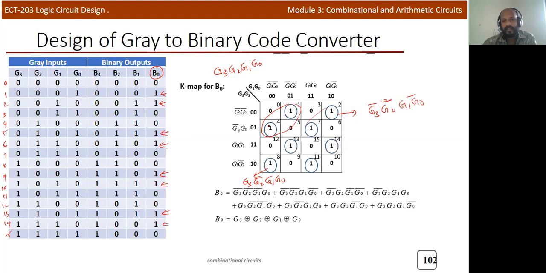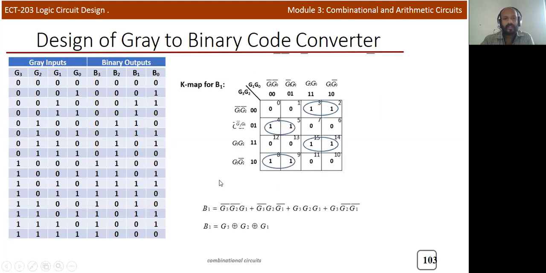But when you get a K-map like this, alternate ones, and if it is in the diagonal form, you can say that the result will be in the XOR operation. So G3 XOR G2 XOR G1 XOR G0 will be the final answer. Or you can simplify this particular Boolean expression. Okay. So now we can design the next binary value, that is B1.